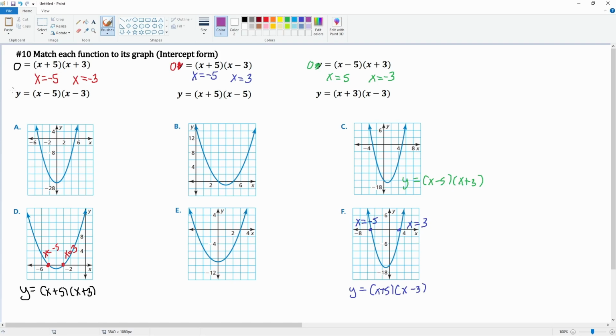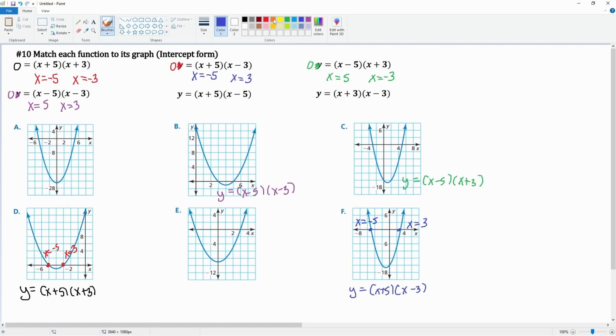Next one, we set this equal to 0. We solve. X is equal to 5 and x is equal to 3. Which one is that one? They're both positive, so it looks like it's this one. Y is equal to (x - 5)(x - 3).